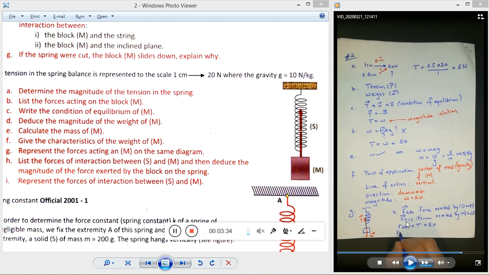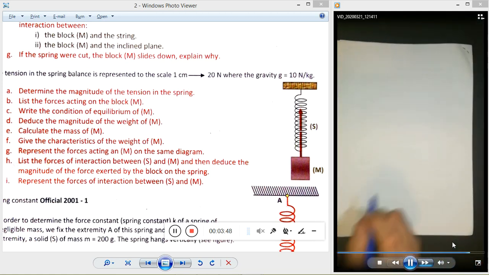Now, the force exerted by the mass on the spring is equal to Fs over M. This is the principle of interaction. So Fs over M equals Fm over S, which is 5 newtons. This is the principle of interaction.